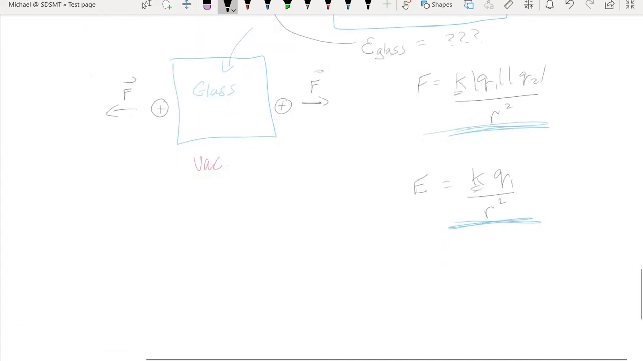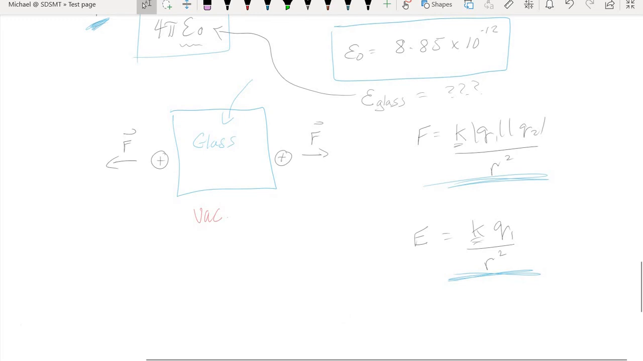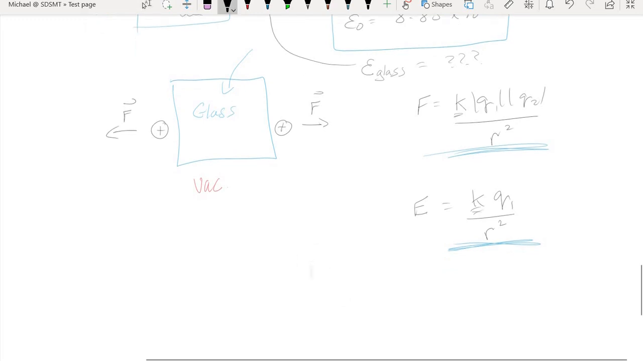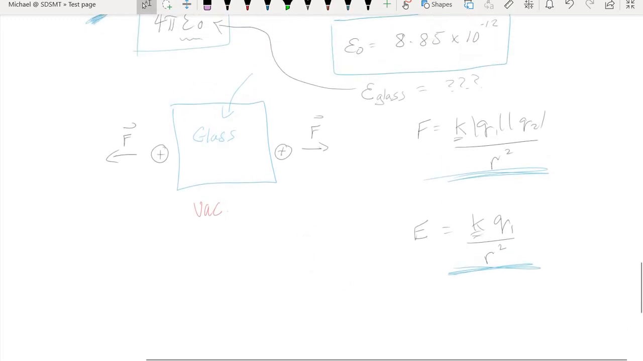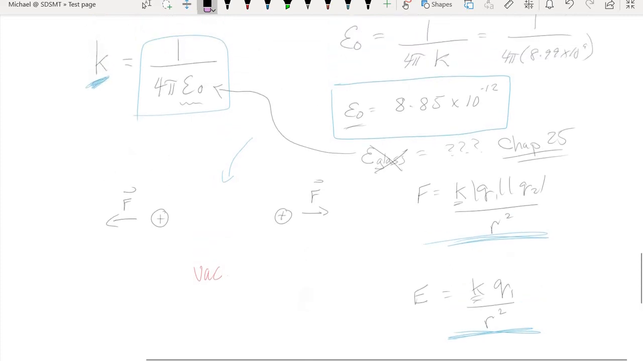Now, don't worry, we're not going to start inserting different materials in between our charges just yet. We're going to wait until chapter 25 before we start doing that. This is the chapter on capacitors. So for right now, we're going to stick with empty space, either vacuum or just air in between our charges. But we do need to start getting into the habit of writing K in this new method.